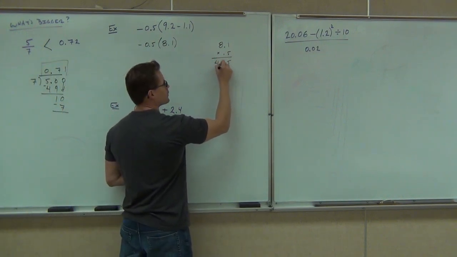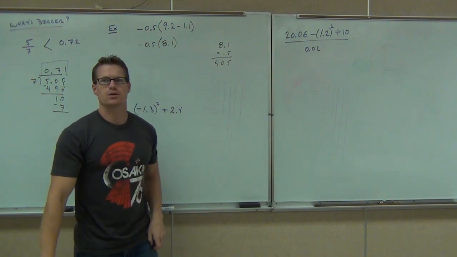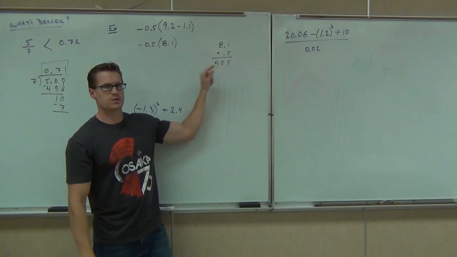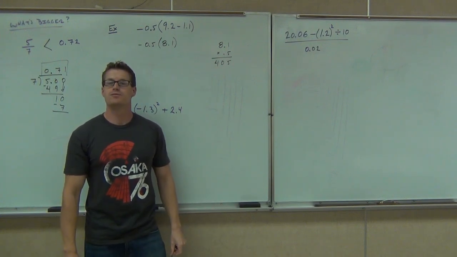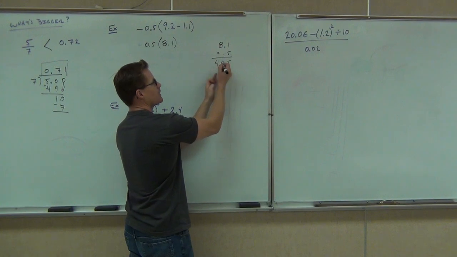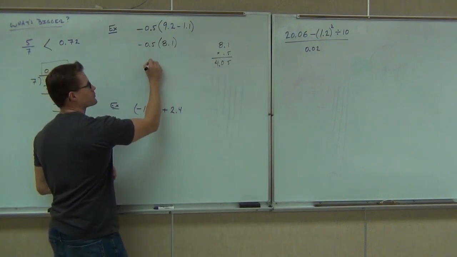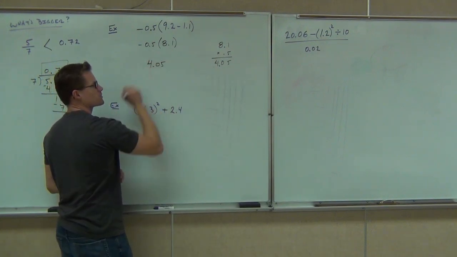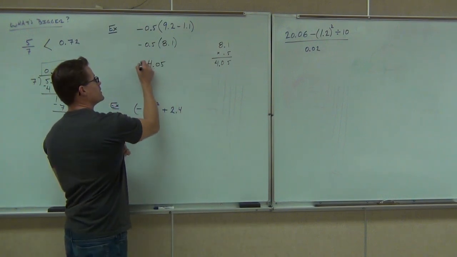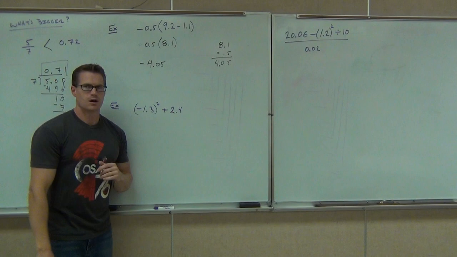If we multiply 8.1 times 0.5, we get 405. Where does that decimal go? Does it go between the 0 and the 5 or the 4 and the 0? 4 and 0. Very good. Because we have two decimal places from the right, that's 4.05. So our answer is 4.05, true or false? False. Ah, false, because this had to be a negative, we're going to have negative 4.05. Are you guys okay with this?